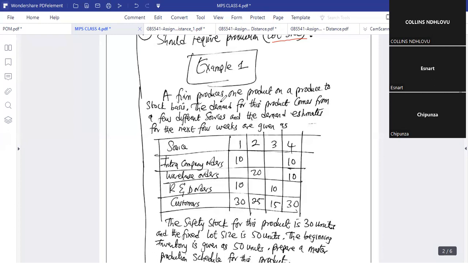So we get to the example. A firm produces one product on a produce to stock basis. When they say they produce to stock, it means that even if there's no customer, the firm should just produce to keep, maybe in the warehouse. But sometimes the firm should produce as per order, so only when there's an order can they produce.